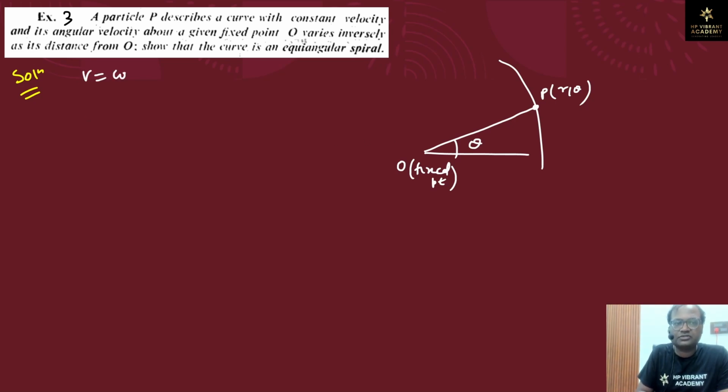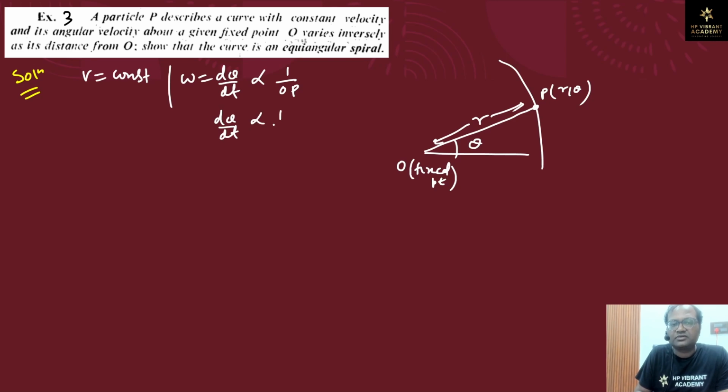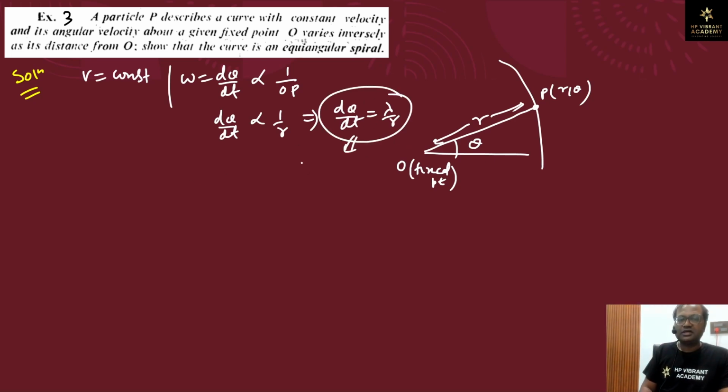Okay, so we have constant velocity, so v is equal to constant, and angular velocity is omega. So omega is equal to d theta/dt. It varies inversely as the distance from O. So distance from O is r, which is equal to OP. Varies inversely as OP. So d theta/dt varies as 1/r. So this gives d theta/dt is equal to lambda upon r. Okay, so from here we have r d theta/dt is equal to lambda.